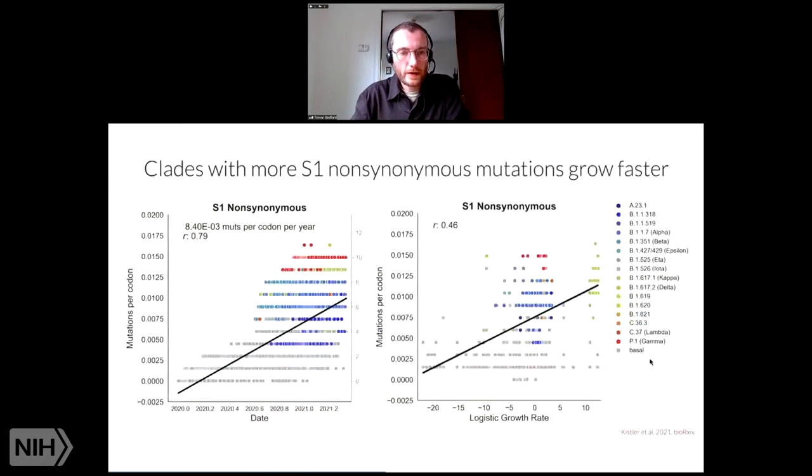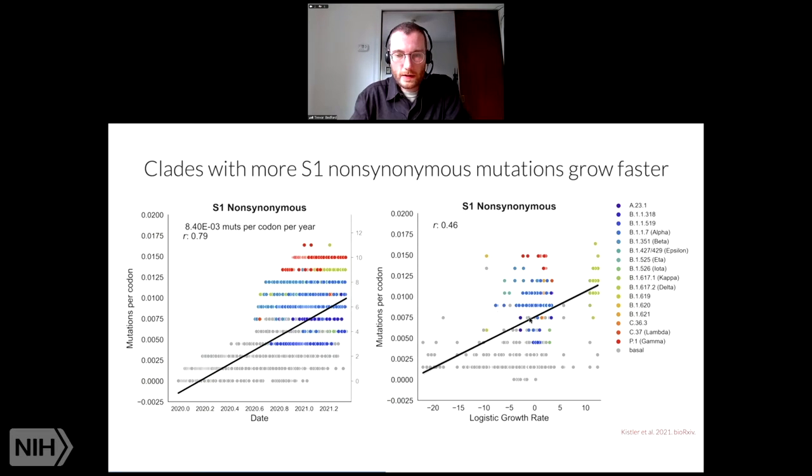So here, if we look at S1 non-synonymous changes, so amino acid changes, we can see on the x-axis, this is exactly what we were just looking at previously, where over time we accumulate a number of mutations in S1, and the variant viruses, as the colored circles rather than the gray circles, generally accumulate mutations more quickly.